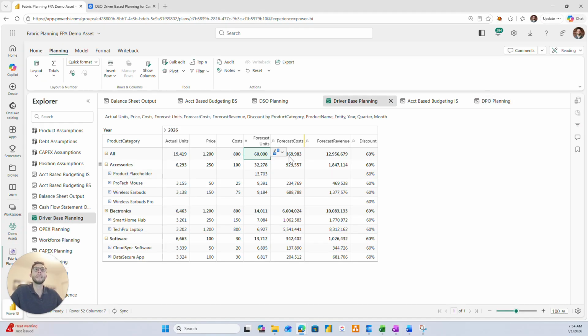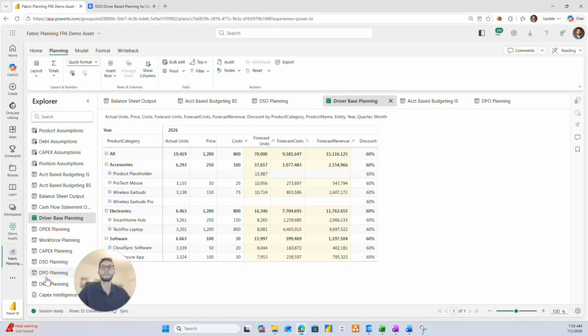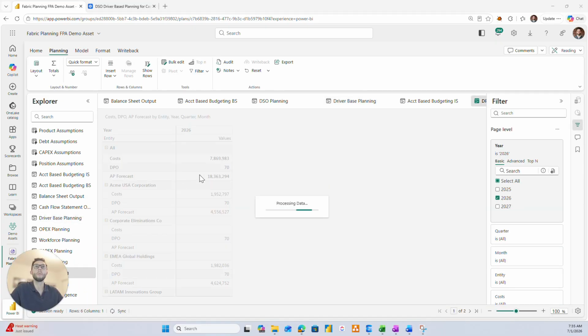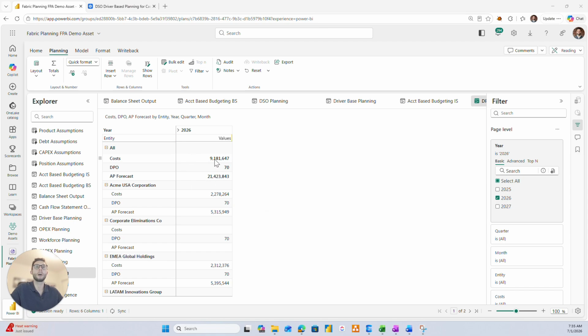As our team is making modifications to unit-based planning on driver-based planning, we can also see the impact to costs on our organization here. So for example, I have 70,000 units here. My new costs are going to be reflected and we'll see our forecasted costs here. What we can see immediately as soon as we come into the module itself is that our costs are immediately reflected and we can see how that impacts our AP forecasts.